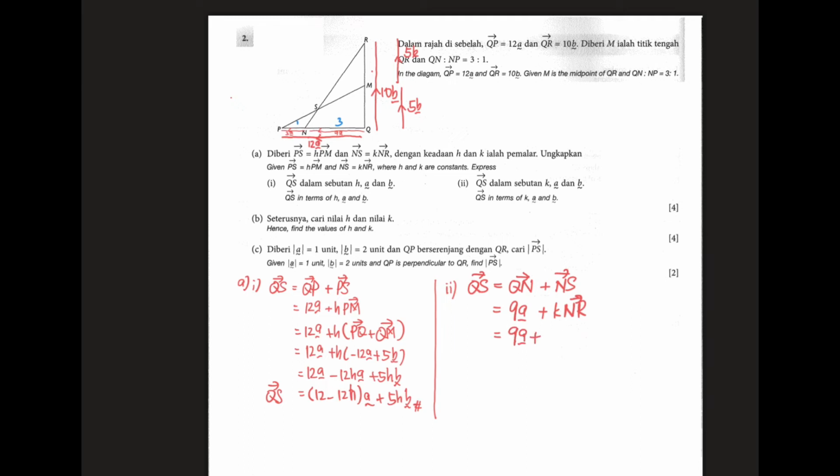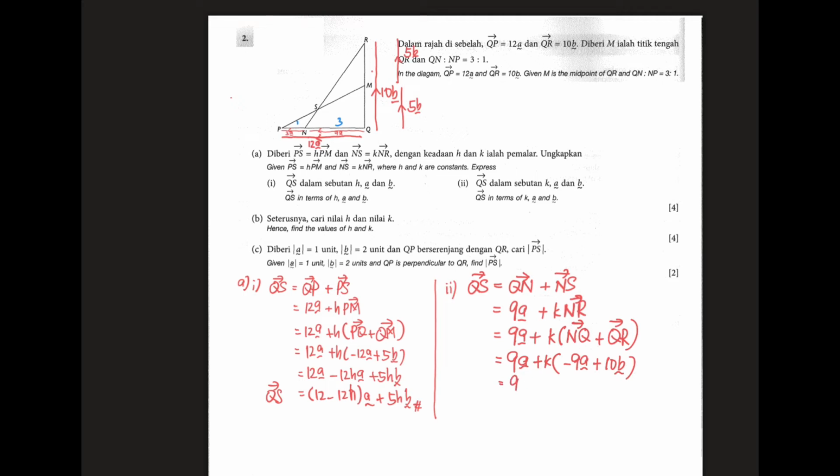So we look at the picture first. NR is N all the way up to R. So you have to move a big round, N to Q, Q to R. So we have information in that direction. So that's why we have to use that way. N to Q plus Q to R. So 9A plus K. N to Q is negative 9A. Q to R is 10B.